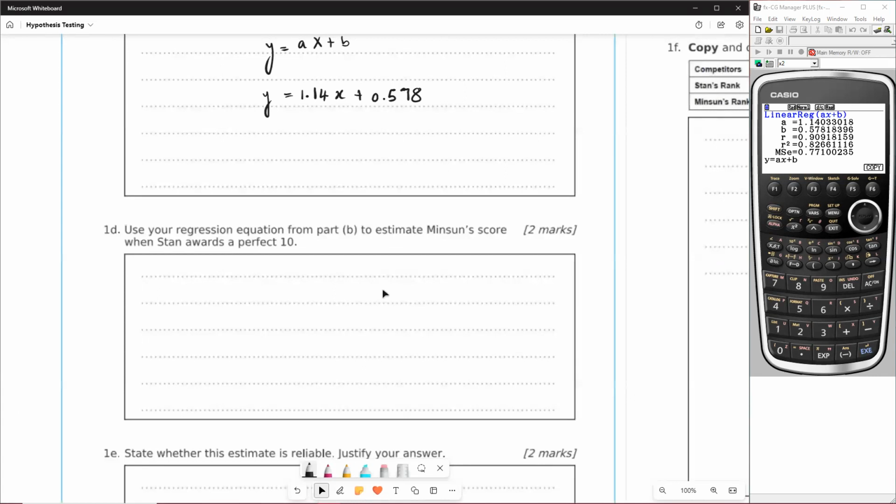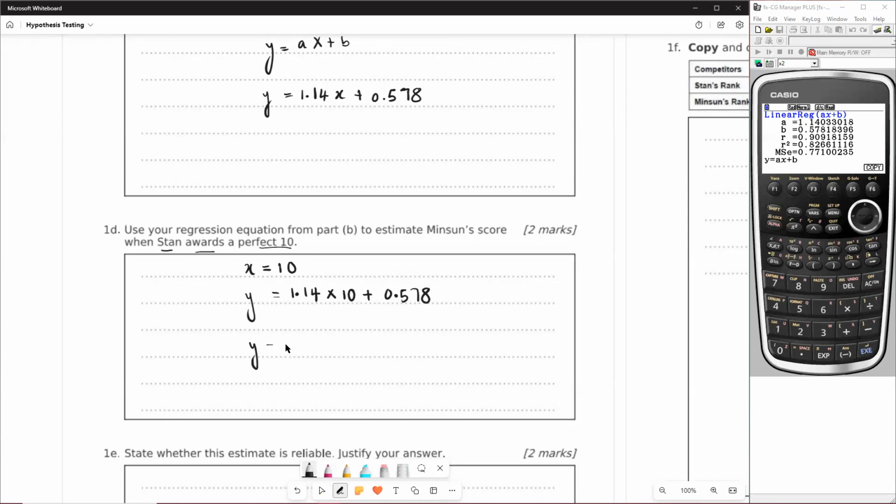They said use your regression equation from part B to estimate Minsoon's score when Stan awards a perfect 10. If you go back to the table, you'll know that Stan's variable is x. So they're telling us Stan awarded a 10. That tells us x is 10. And then we're supposed to find y using the equation from the top question. So that's 1.14 times 10 plus 0.578. And when you put that on your calculator, you get 11.978.